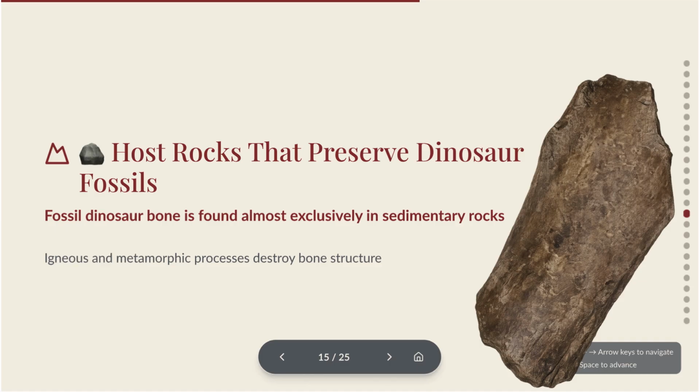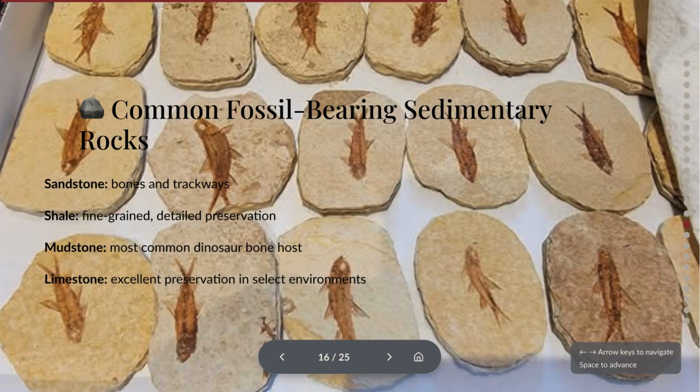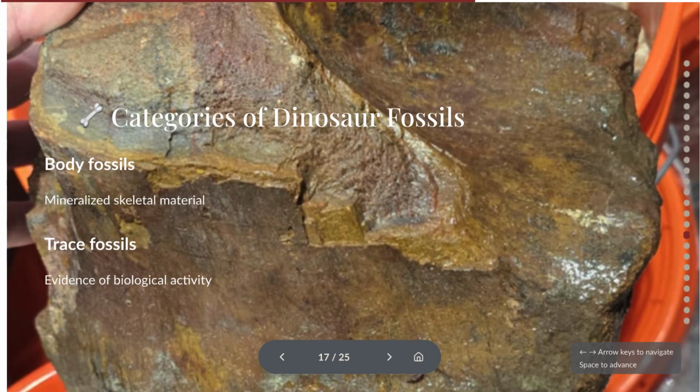Host rocks that preserve dinosaurs. Fossil dinosaur bone is found almost exclusively in sedimentary rock. Igneous and metamorphic processes destroy bone structure. Common fossil-bearing sedimentary rocks: sandstone, bones and trackways; shale, fine-grained detail preservation; mudstone, most common dinosaur bone host; and limestone, excellent preservation in select environments.